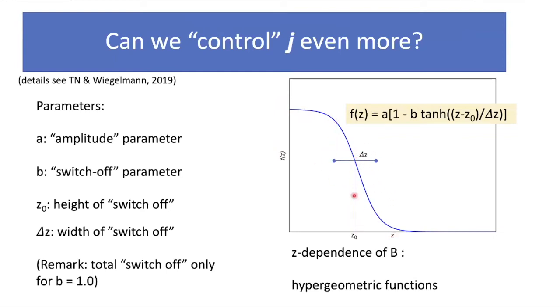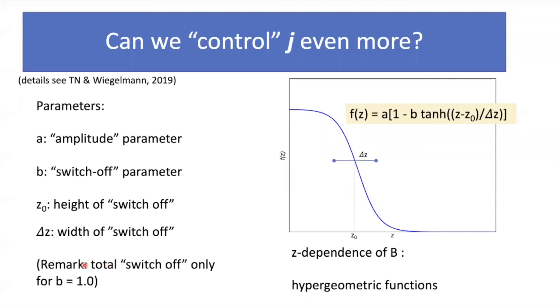The height where it drops off, we've called z naught, and then the 2 parameters a and b, which control basically what the amplitude is, where you start at z equals 0. So how large is your current density in some sense at the point where you impose the boundary conditions, and then how far does f of z drop off? So you could call a the amplitude parameter, b is what I've internally always called the switch off parameter, z naught is the height of the switch off, although it's not totally switched off, and delta z is the width of the switch off.